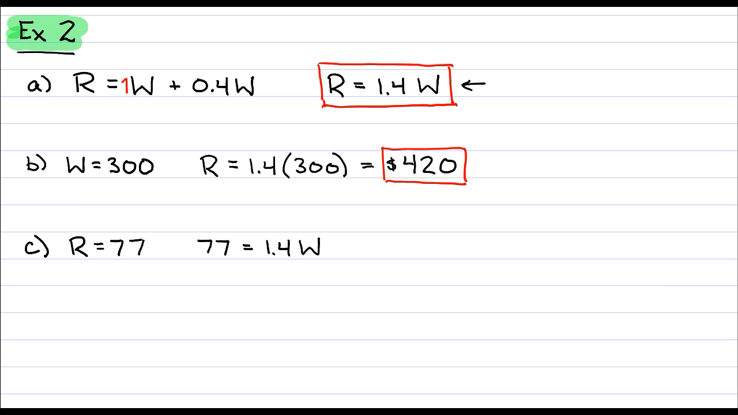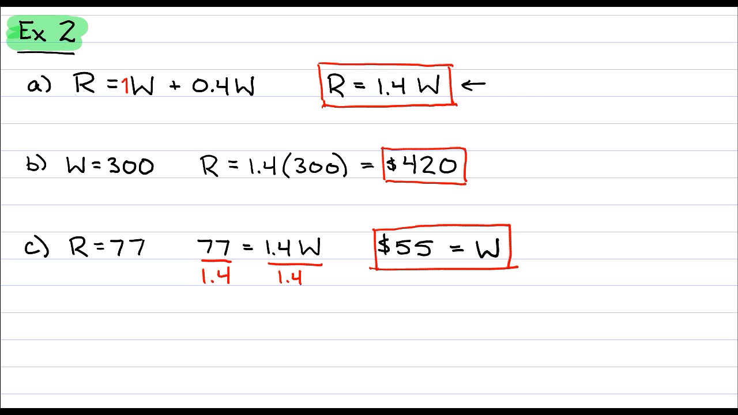Now, I want to find W, so I need to divide both sides of this equation by 1.4. And if I carry out those operations, that's going to give me 55 equals W. So in other words, the wholesale price for this pair of jeans is $55. And that's the end of the problem.